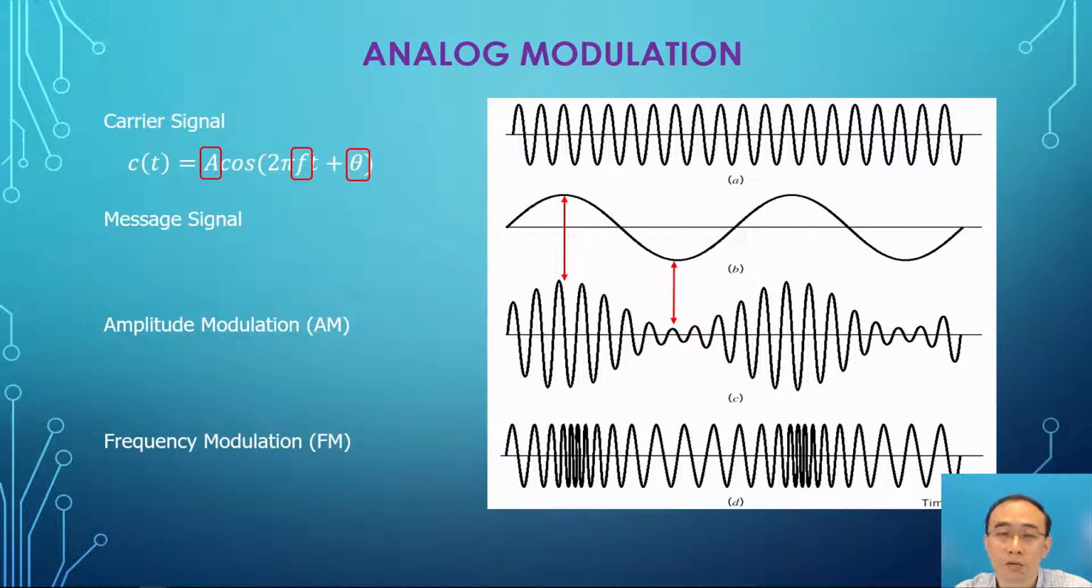Now we can also use frequency to carry information. That is what we call frequency modulation. So basically, the frequency of the carrier signal will change according to the original message signal so that the carrier signal can carry the original information. For frequency modulation, the frequency of the carrier signal will be high if the original message signal has a high amplitude. Similarly, the frequency will be low if the original message signal has a low amplitude.